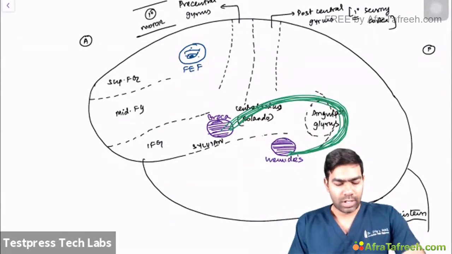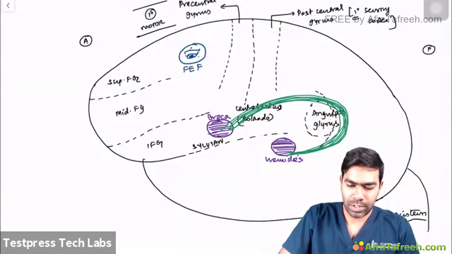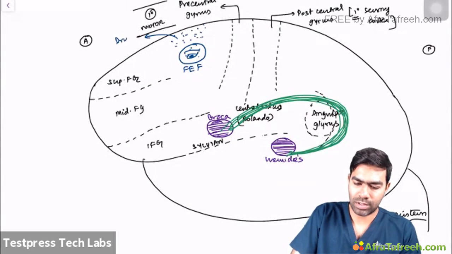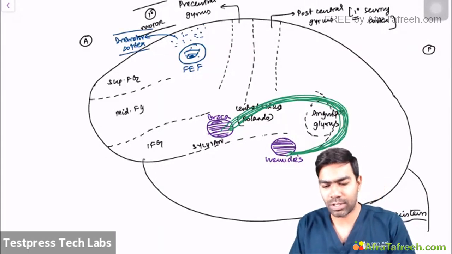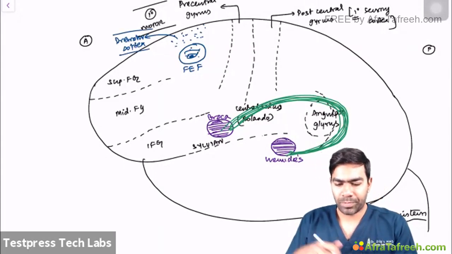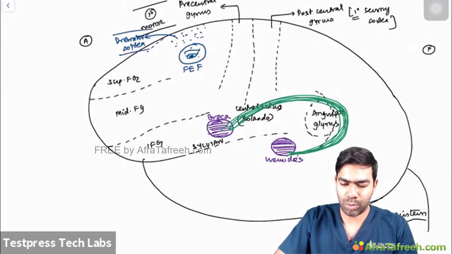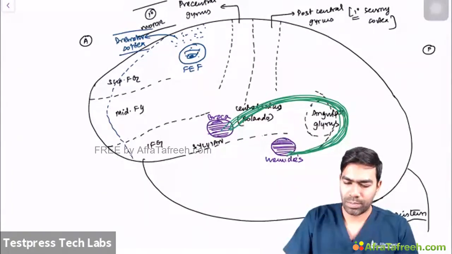Then of course, near the frontal eye field, again as an approximation, there is a vague area that is not well localized. That's called the premotor cortex. The premotor cortex is like an association area to the motor area. And of course, in the tiny strip, if you see, this portion is what we refer to as the prefrontal cortex.